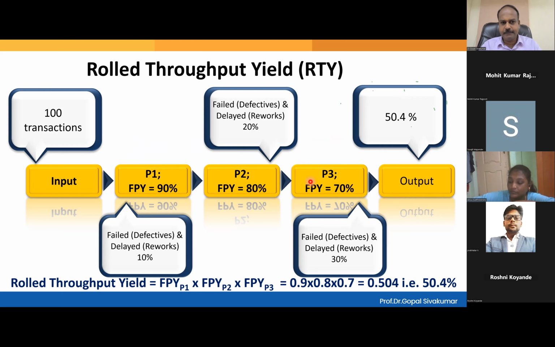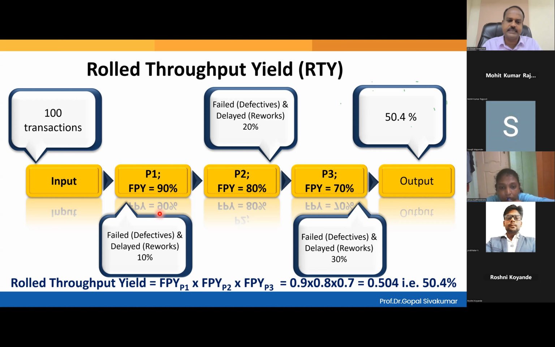In this condition, you need to calculate the throughput yield, rolled throughput yield, nothing but overall yield. When the processes are connected in sequence, and the first pass yield at every stage is like this, if you want to get the overall yield, you have to multiply the three. Multiply the first pass yield at each stage. 90%, 80%, 70%. What will be the overall yield? Overall yield will be 50%.